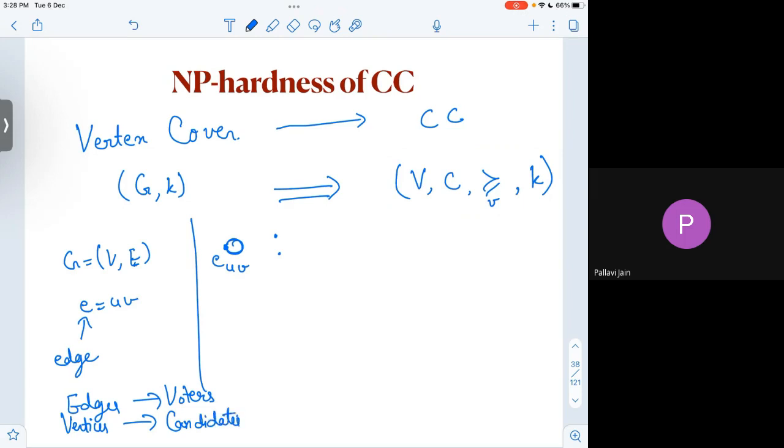So now what are we saying? Look at this edge. Look at its endpoints. You will put them here in any order.